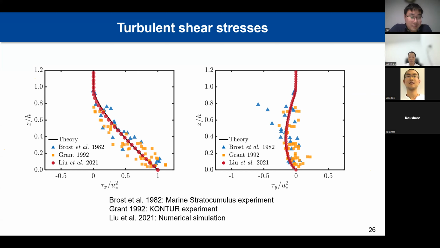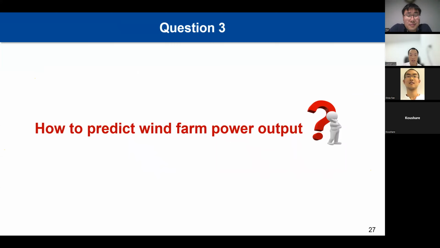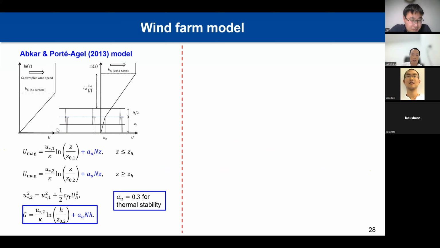Now we have enough knowledge about the CNBL flow itself. So we want to ask, can we use this physical insight to develop some kind of wind farm model to predict the power output? This is the topic here. So here we consider an infinitely large wind farm inside the CNBL. Previously, Abkar and Porté-Agel proposed a model for this kind of wind farm flow.